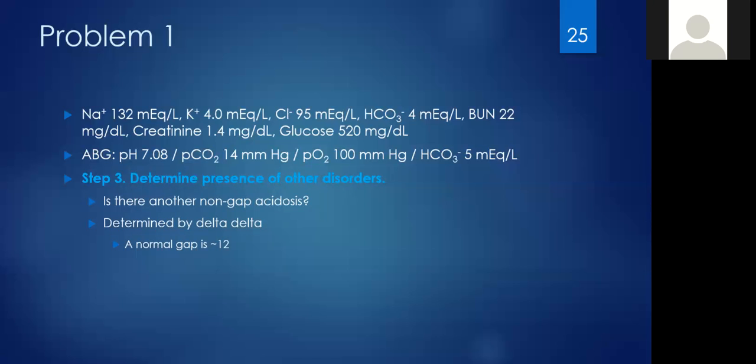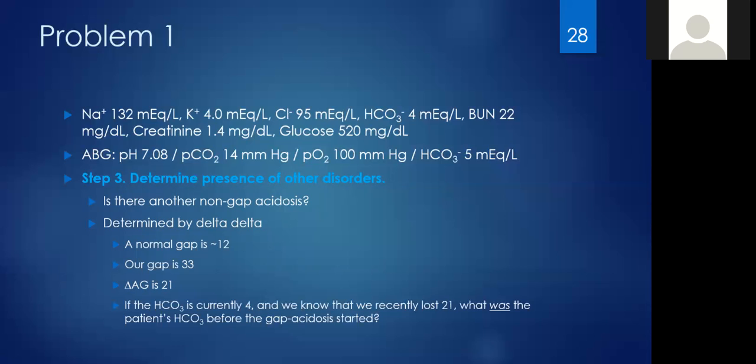So we know that a normal gap is 12, but our gap is 33. So that tells you that the difference in your anion gap, or your delta anion gap, is 21. And just like we talked about last time, your bicarb is currently 4, which you're given, and we know that we recently lost 21 bicarbs. I'm not going to go into the details like we did the first time, but we know that we recently lost 21.